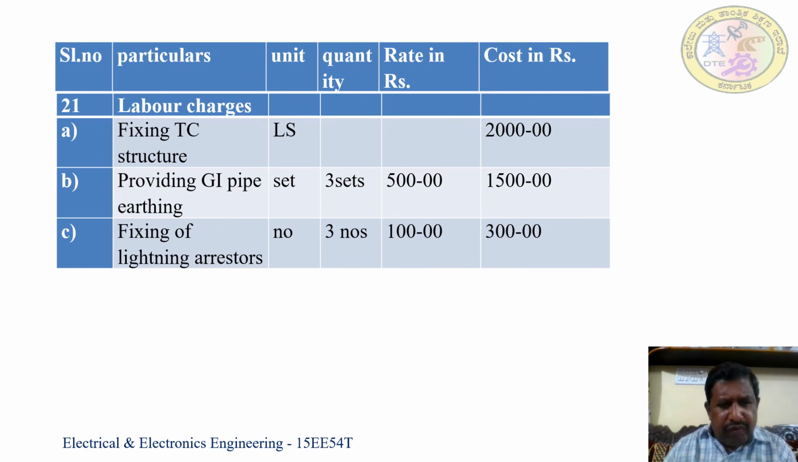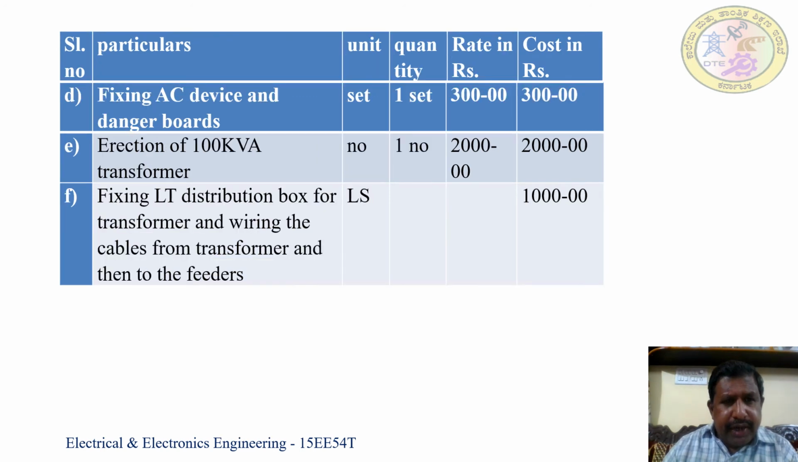Next, fixing of lightning arresters. Unit is in number. Quantity is 3 numbers. Rate per each is 100 and the cost is rupees 300. Next item is fixing the AC device and danger board. Unit is in set. Quantity is 1 set. Rate per set is 300 and the cost is rupees 300.